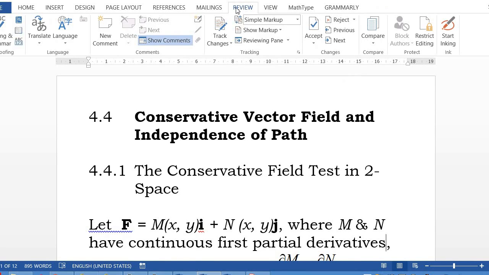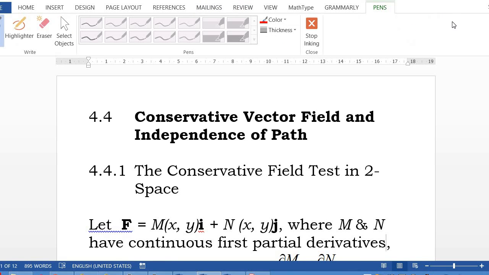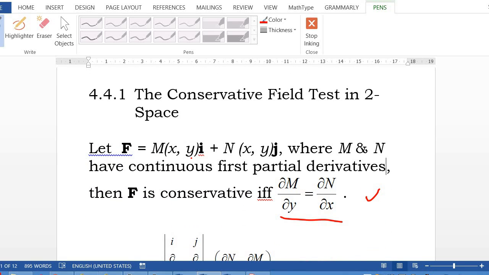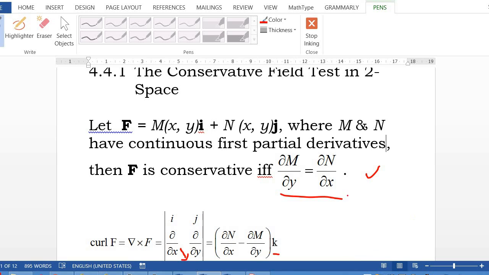Today we are going to learn the conservative vector field and independence of path. First of all, let's look at the conservative field test in 2D space. Let F equal to M(x,y)i plus N(x,y)j, where M and N have continuous first partial derivatives. Then F is conservative if and only if ∂M/∂y equals ∂N/∂x. Okay, sometimes you may confuse whether it's ∂M/∂x equal to ∂N/∂y.